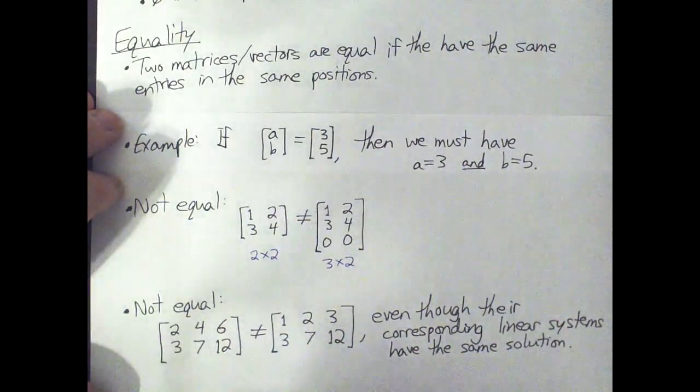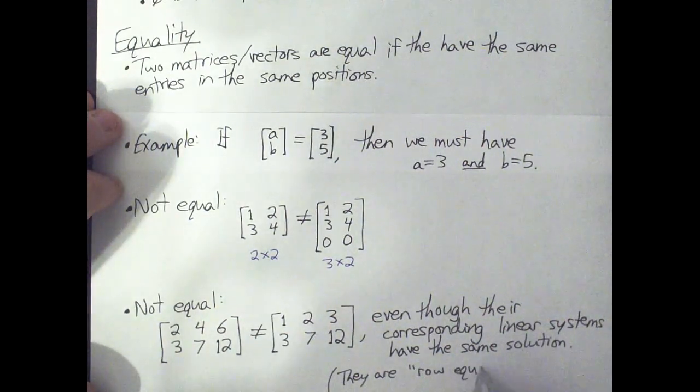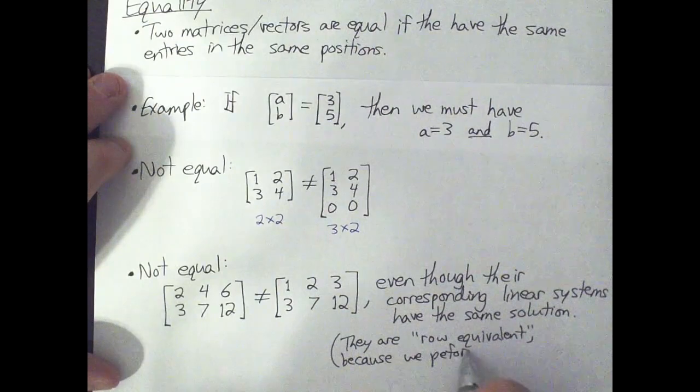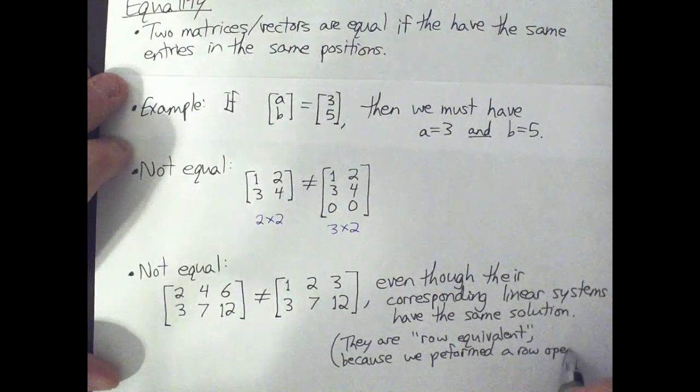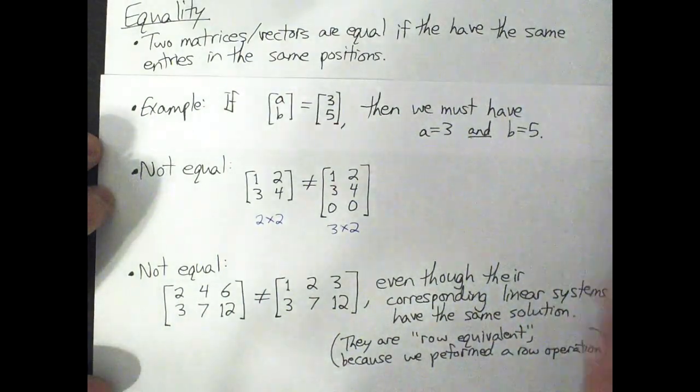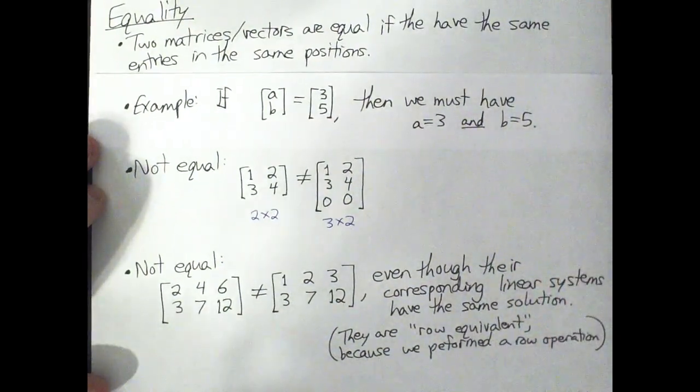Okay? So they are row equivalent because we performed a row operation. But being row equivalent is not the same as being equal. It's not the same as an equal sign.